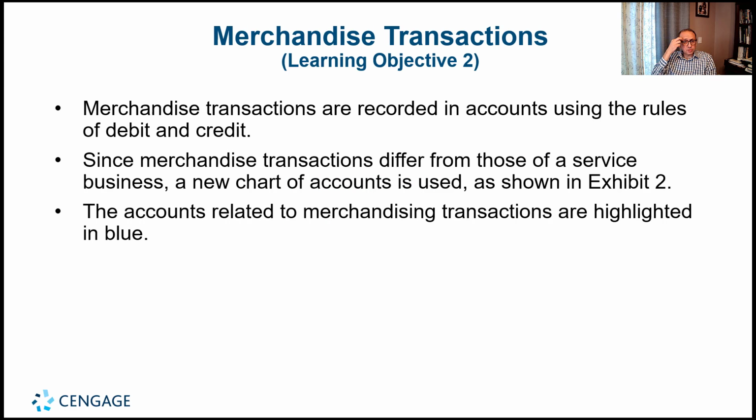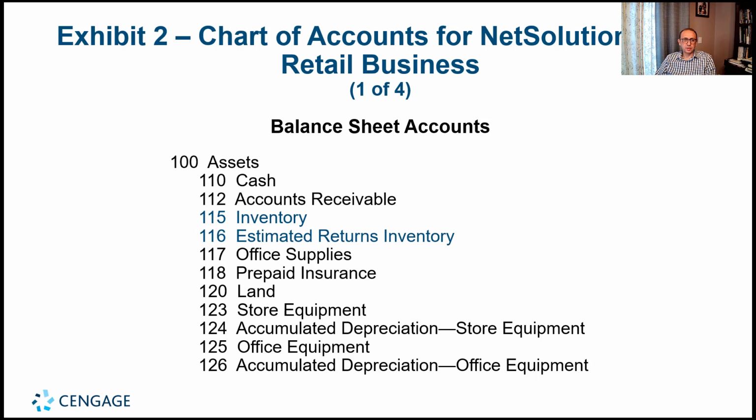So merchandise transactions are recorded in accounts using the rules of debit and credit. We're going to see how the journal entries work, but again, when we have a purchase transaction or a sales transaction of inventory, we have to follow the rules of debit and credit. Since merchandise transactions differ from those of service businesses, a new chart of accounts is used, and we'll see that in the next slide. The accounts related to merchandising transactions are highlighted in blue, so we can see what are the new accounts that are added to the chart of accounts.